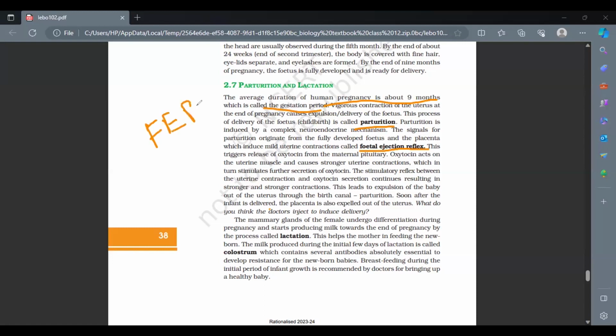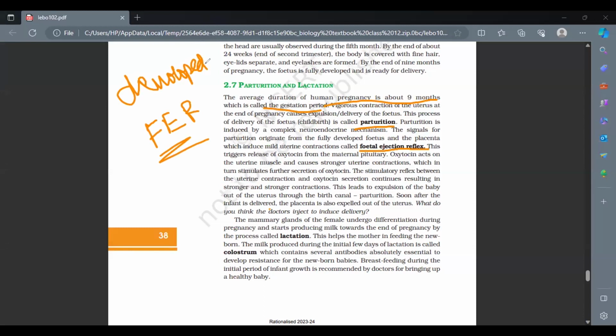FER. That is the fetal ejection reflex. So what is it? When a fully developed fetus sends certain signals to the placenta, to the mother's blood, that leads to uterine contraction. It is initially a very mild kind of uterine contraction, and that is known as a fetal ejection reflex.